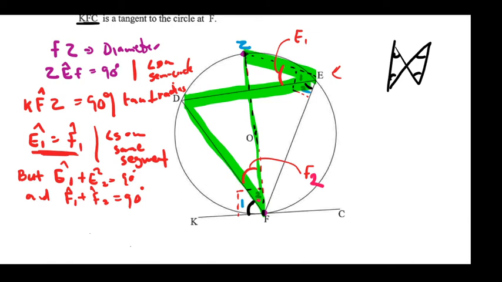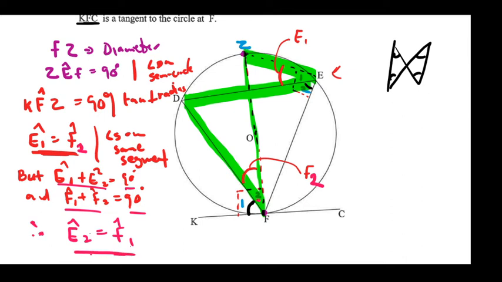E1 is equal to F2. Let me write F2 here. So if we've proven that E1 is equal to F2, and the combination of these two gives you 90, and the combination of these gives you 90, it also confirms that E2 is equal to F1, right? Therefore, you can conclude that angle E2 is equal to F1, and this is the critical part now, right?